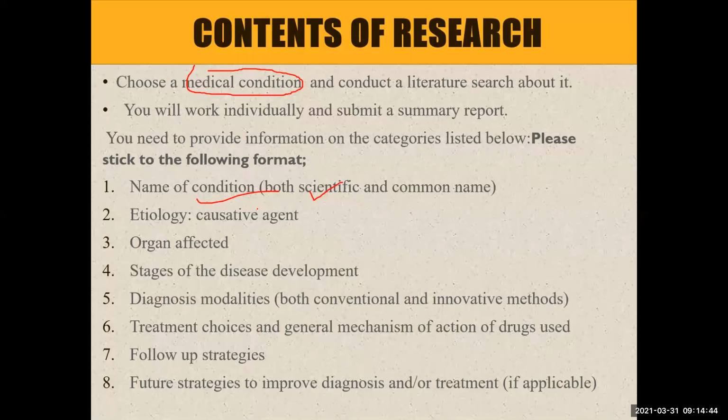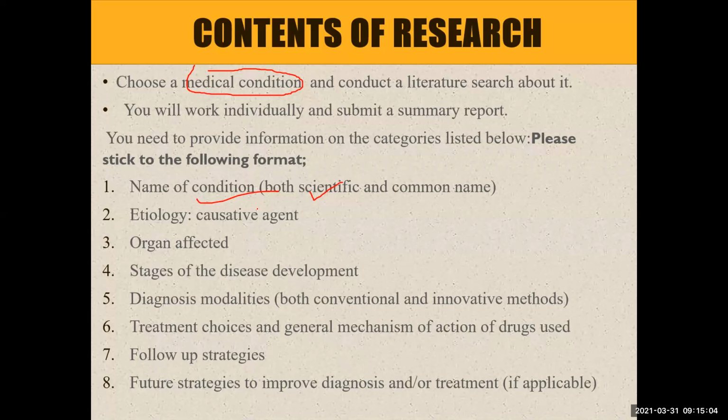In the second paragraph, you will write about the causative agent. That means what is basically the cause of that particular disease. What causes that disease? Very, very important, right? In the third paragraph, you will write about the organs affected, right? Which organs are affected?